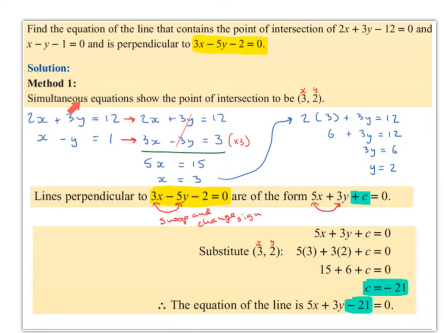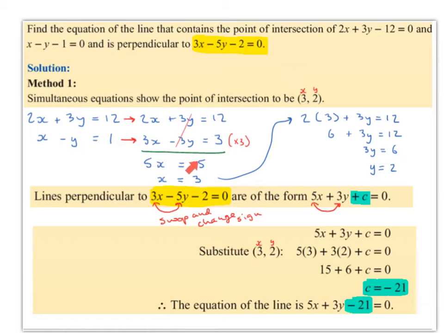So we're going to write out the first line again. We have 2x + 3y = 12. Then we multiply the second line by 3, so we get 3x - 3y = 3. Now our y's will cancel, and we have 2x + 3x = 5x, and 12 + 3 = 15. Dividing by 5, we get x = 3. So that's where the 3 came from.